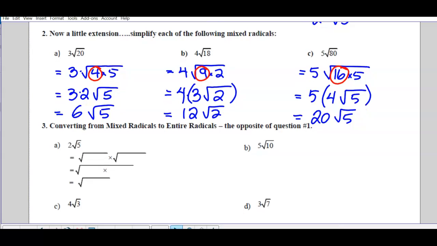Okay, so that's simplifying. You're getting the radicand, the number underneath the radical sign, as small as possible. Now we're going to do the opposite. We're going to convert from a mixed radical to an entire radical. So that's the opposite of what we were just doing. Think of what we were just doing, though.